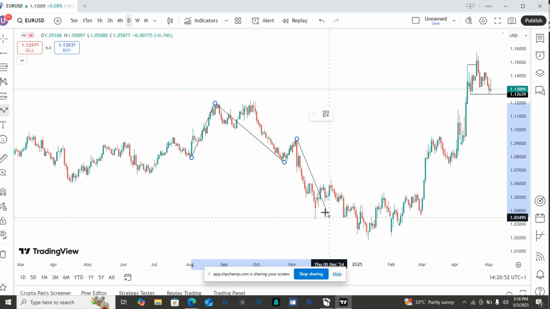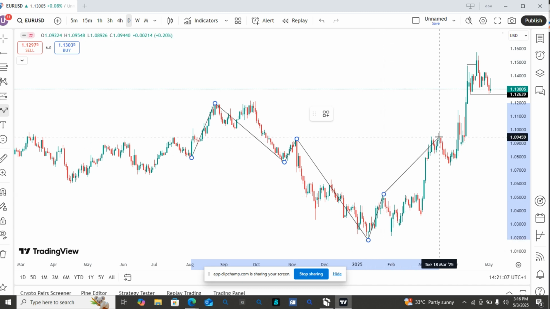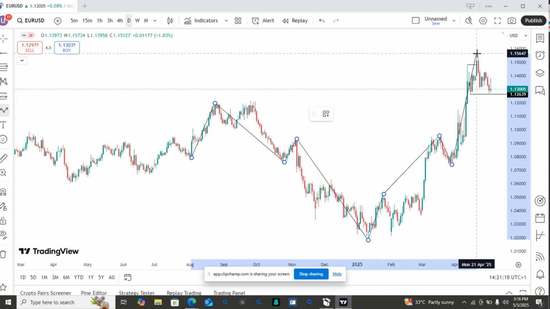Do we have it here? No, we don't have complete structure here. So we created a lower low here. We tried to create a lower high here, but this lower high is not valid because it didn't give us a lower low. So rather, the market came up here and closed above this zone, thereby creating a higher high. And we have a higher low and we have a higher high. And currently, the market is retracing back.